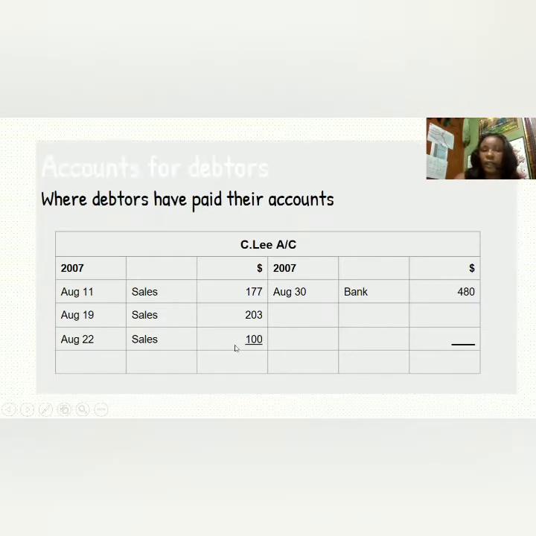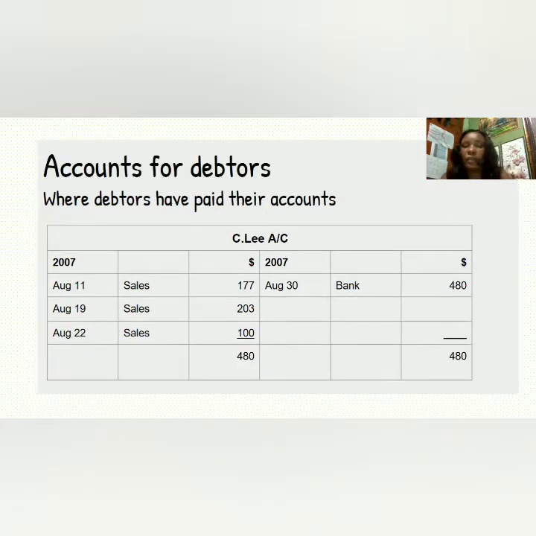So there you go. The 2 single lines are there to show that we're going to be adding both sides of the account. And every time you draw lines on your T account, they must be on the same level. Whether it's a single line or a double line, it must be on the same level. You cannot have one at the top and one at the bottom. They must all be on the same level. Don't ever forget this. Added $177, $203, and $100, and we get $480.